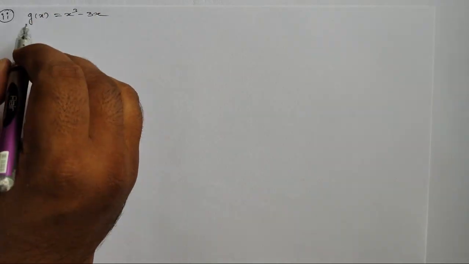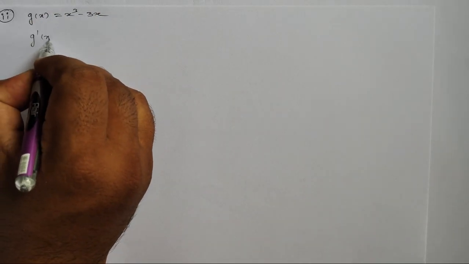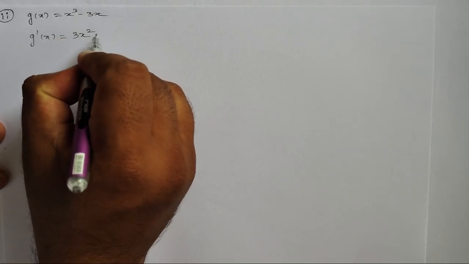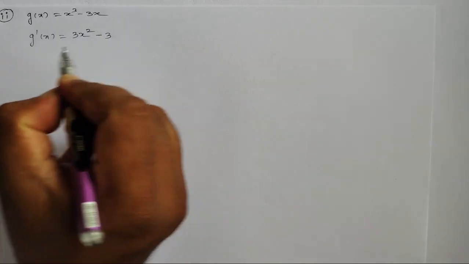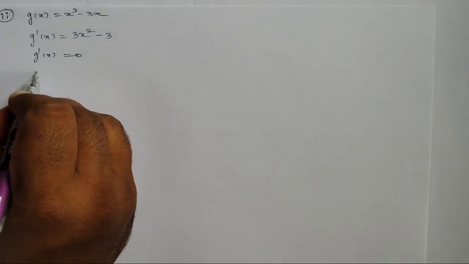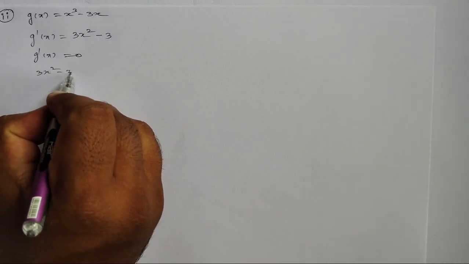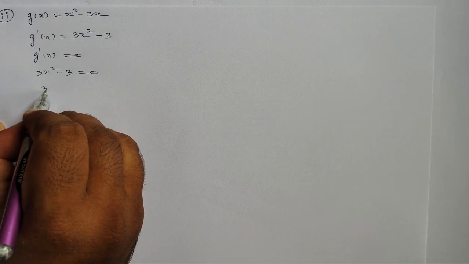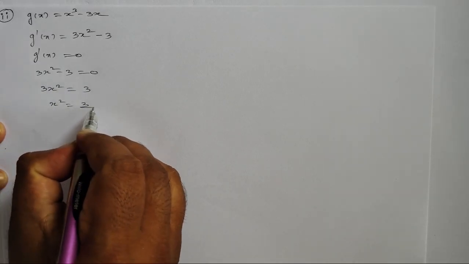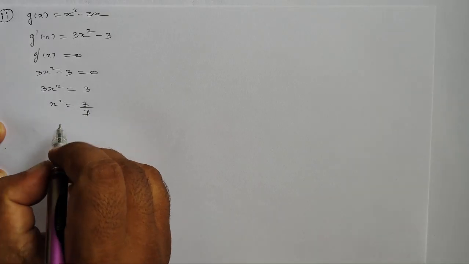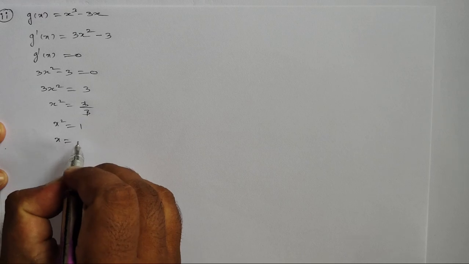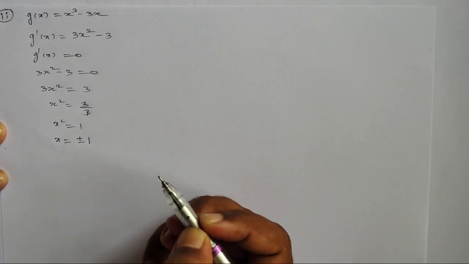First, the derivative g'(x). g'(x) is equal to the derivative of x cube, which is 3x square, minus the derivative of 3x, which is 3. Next, g'(x) is equal to 0. So 3x square minus 3 is equal to 0. Then 3x square is equal to 3, x square equal to 3 by 3. Here the 3 gets cancelled, and x square becomes 1. So x becomes plus or minus 1. Right?